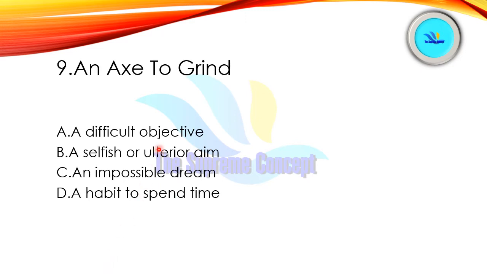Question number 9, an axe to grind. So here are the 4 options, and this question is based on idiom. We need to find out what's the meaning of this idiom. Alright, option number B is correct here, a selfish or ulterior aim. So ulterior means hidden, a selfish or hidden aim.